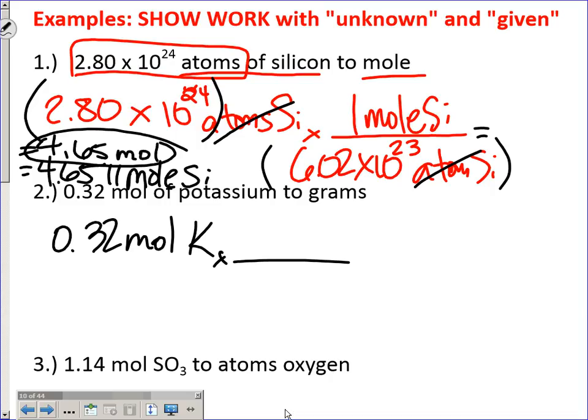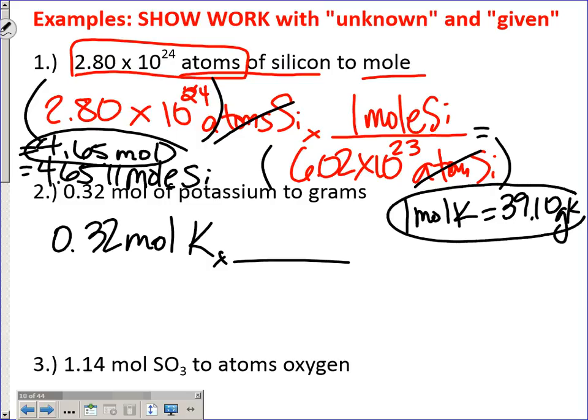So the relationship between this is 1 mole, and I'm not putting this in my fraction, I'm just writing this to the side for you. 1 mole of potassium is equal to 39.10 grams of potassium, because that's from the periodic table. So this is my conversion factor. Do I put that with the mole on the top or the mole on the bottom to cancel moles out? So this 1 mole of potassium, that's going to bottom because I have to cancel moles out.